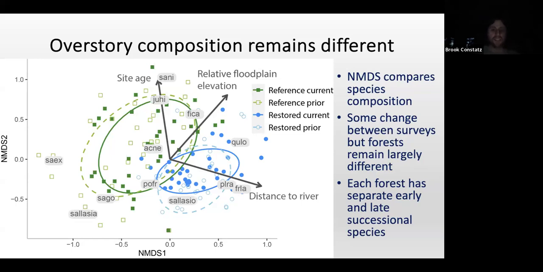So it allows you to see, in general, are reference forests different than restored forests? And the answer is yes. Both of them have changed a little bit, not very much, over the 10 to 16 years between surveys, but they're still different. They started out different, they were planted different, and they haven't converged.